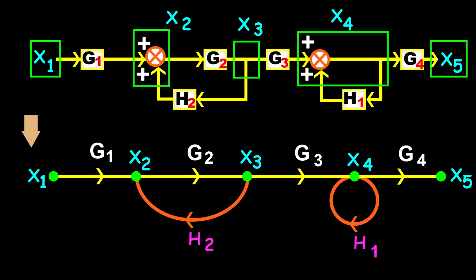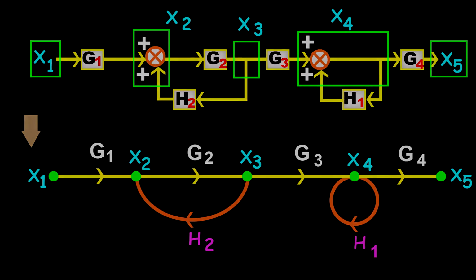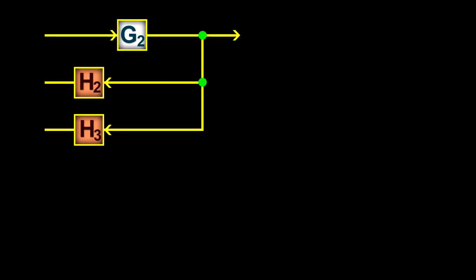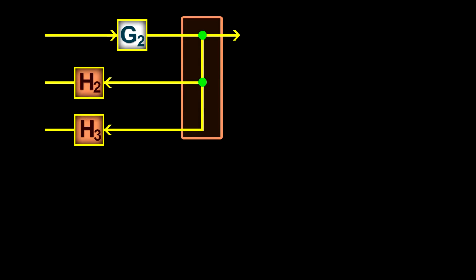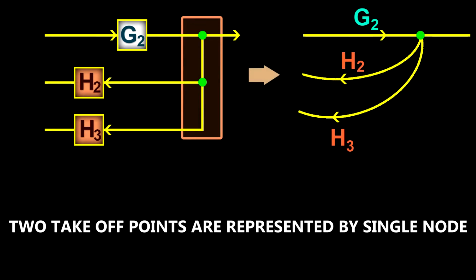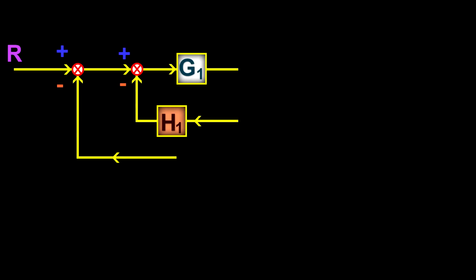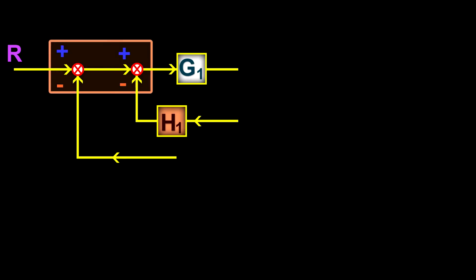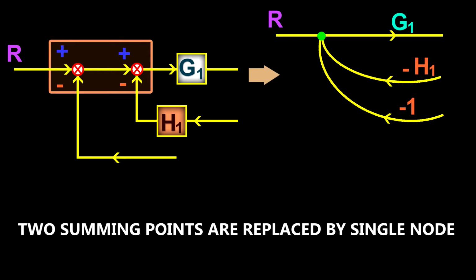Now there are some important properties of a signal flow graph which are to be remembered. If there are more takeoff points from the same signal, then all the takeoff points can be combined and represented by a single node. The second property is, if the gain of the link connecting two summing points is 1, then the two summing points can be replaced by a single node. Here you see, we can also have a signal subtracted instead of added. Thus, we should multiply the transmittance by -1 while representing the signal flow graph.